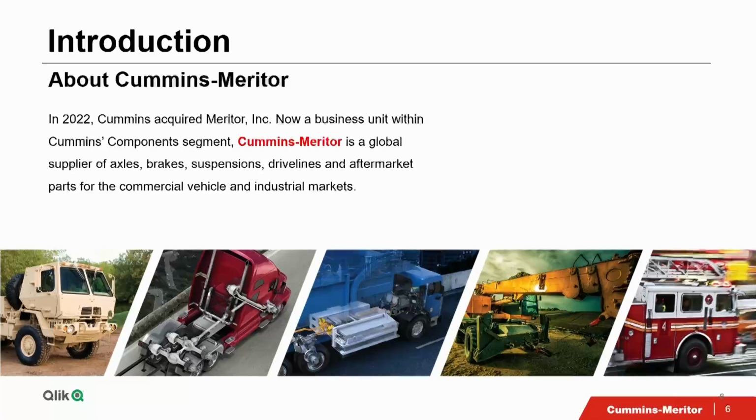And we are also into defense and other areas. Last year, Cummins bought us. So we are now a business unit of Cummins, and we are now called Cummins-Meritor. Cummins is our company, and Meritor is a business unit within Cummins now. Before we were bought, Meritor was a $4 billion business.